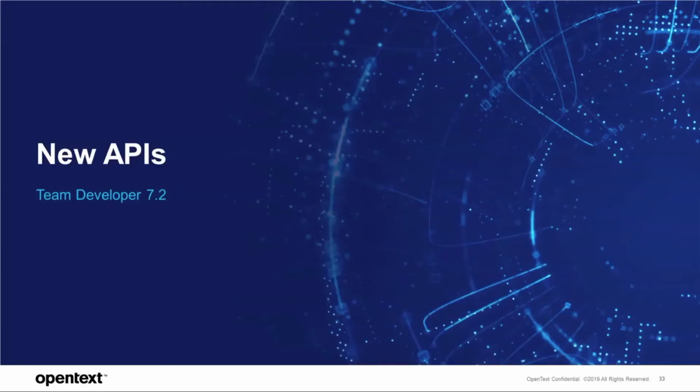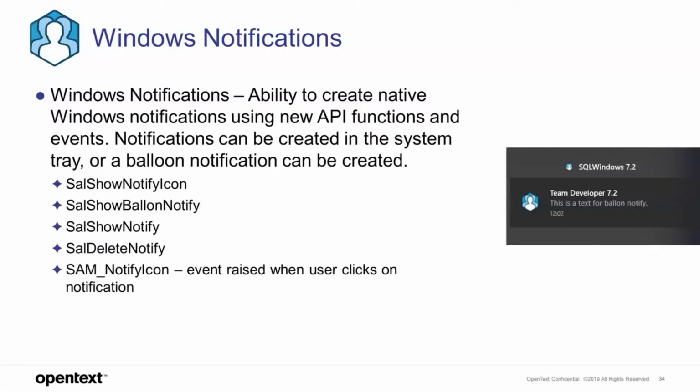So, new APIs in Team Developer 7.2. We've got to talk about Windows notifications. This is an API as well. This one is not available in TD Mobile. You can create Windows notifications. What you see in the screenshot there on the right side is a Windows 10 notification. And you can also show notify icons in this toolbar icon area.